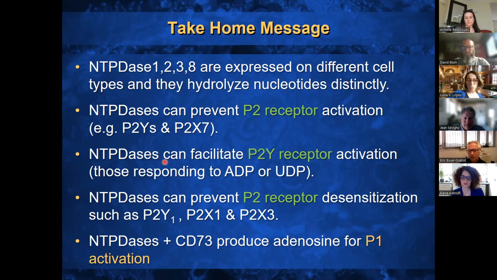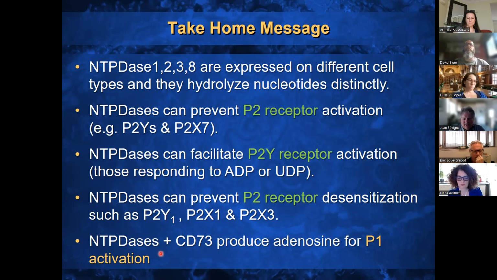The second way that NTPDases can affect P2 receptor activation is that NTPDases can facilitate P2Y receptor activation; especially those responding to ADP and UTP can be facilitated by the presence of NTPDase2, for example. A third way is that NTPDases can prevent, and sometimes are really absolutely necessary to preserve, function, as you could see with platelets and the vas deferens. You need NTPDase to prevent desensitization, and we showed here in this talk the desensitization of P2Y1 and P2X1.